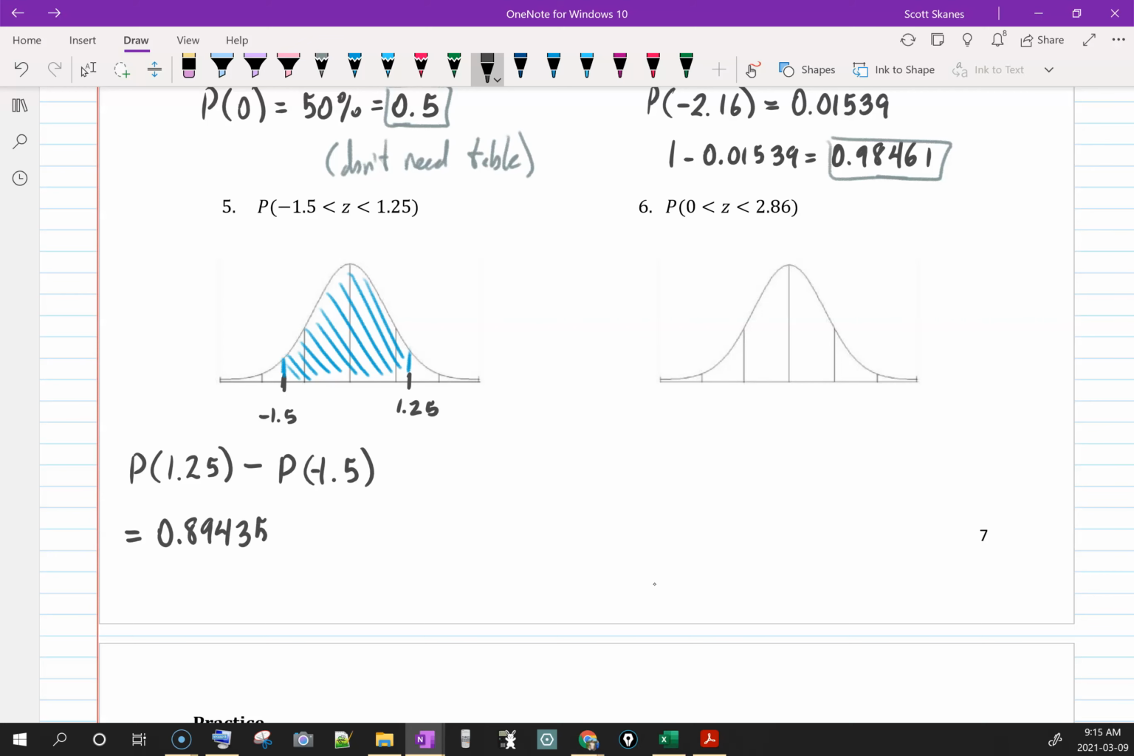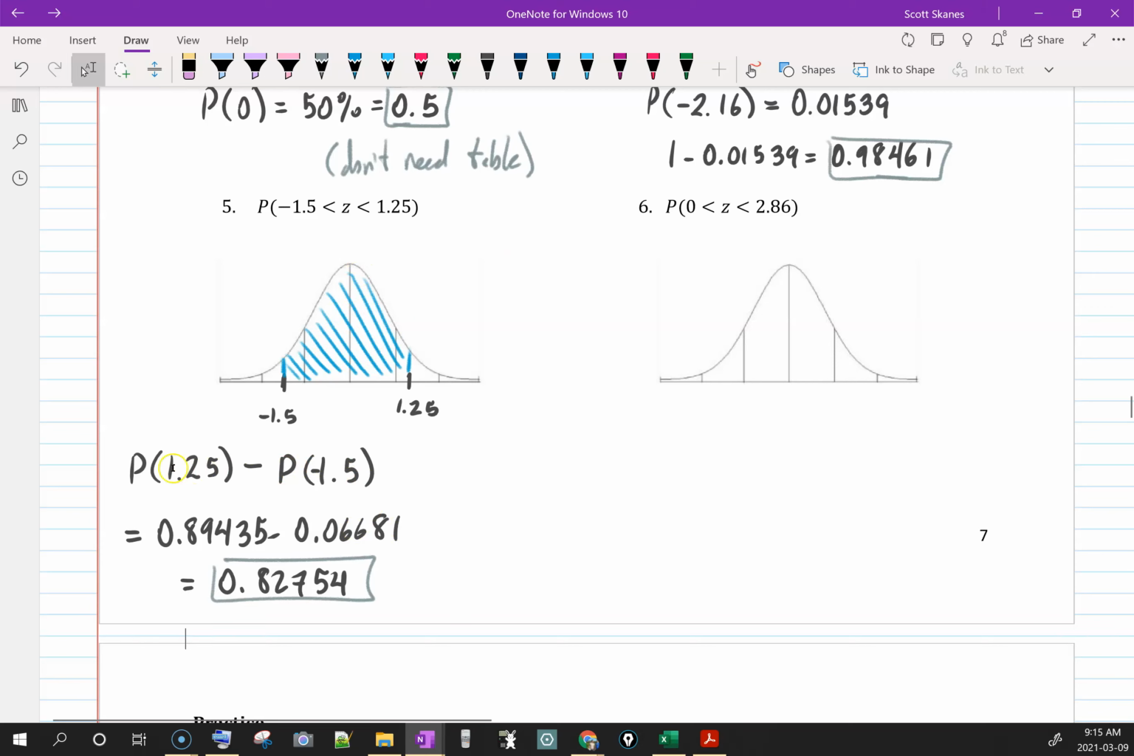I recommend you check that. 0.8944 minus 0.0668, and if you solve that out, you get 0.82754. Which makes sense. 0.827, about 83% of your data lies in this region. That checks out. That's a pretty big area, so that's not a big surprise.